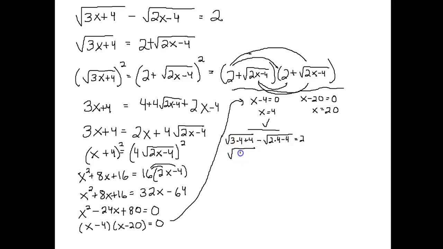So 12 plus 4 is 16. Square root of 16, which is 4, minus, okay, 8 minus 4 is 4. Square root of 4 is 2. And that does indeed equal 2. All right, so 4 checks out.